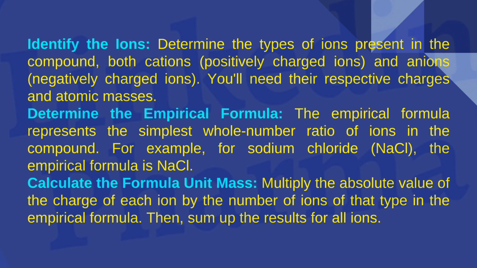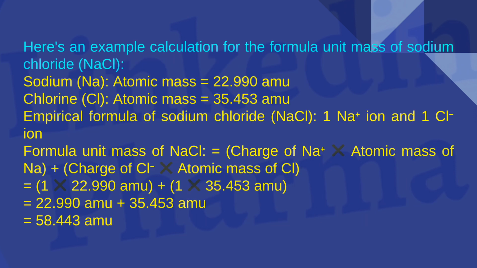Calculate the formula unit mass. Multiply the absolute value of the charge of each ion by the number of ions of that type in the empirical formula. Then, sum up the results for all ions. Here's an example calculation for the formula unit mass of sodium chloride. Sodium. Atomic mass equals 22.990 atomic mass units. Chlorine. Atomic mass equals 35.453 atomic mass units. Empirical formula of sodium chloride, 1 sodium ion and 1 chloride ion.